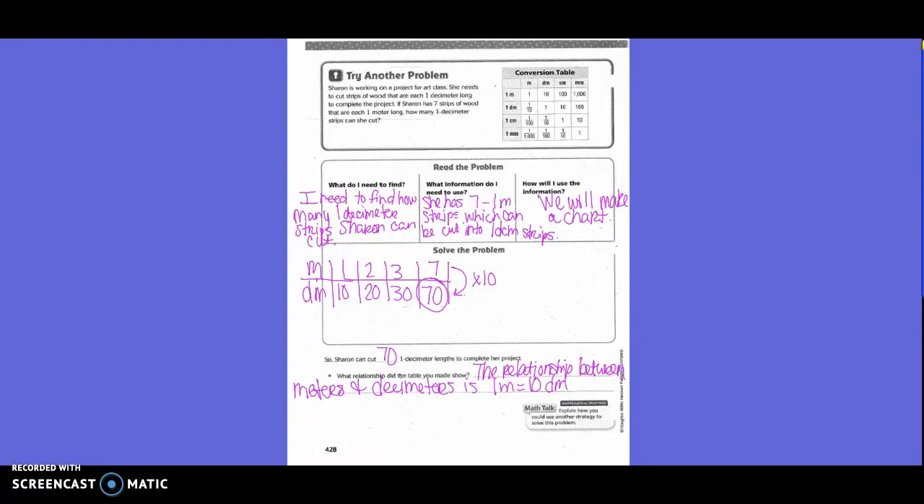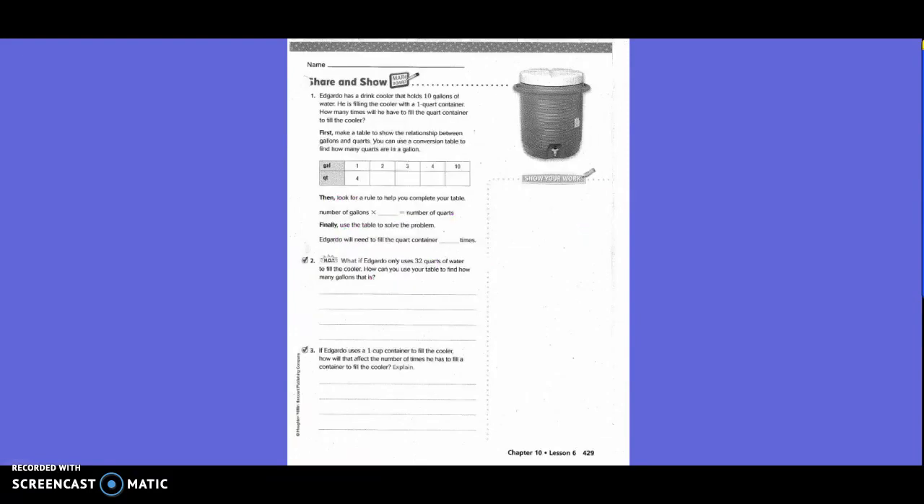What relationship did the table you made show? The relationship between meters and decimeters is 1 meter equals 10 decimeters. Eduardo has a drink cooler that holds 10 gallons of water. He is filling the cooler with a 1-quart container. How many times will he have to fill the quart container to fill the cooler? First, make a table to show the relationship between gallons and quarts. You can use a conversion table to find how many quarts are in a gallon.